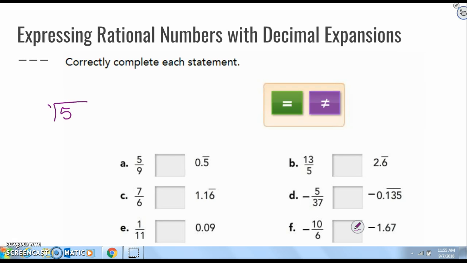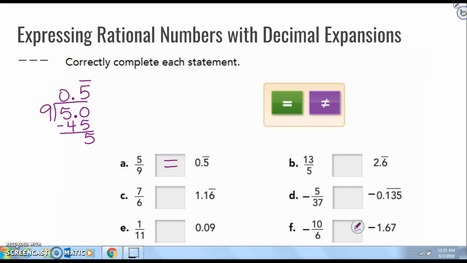5 divided by 9. 9 cannot divide into 5, so we add a decimal and a 0. 9 divides into 50 5 times. 5 times 9 is 45 with 5 left over. As we can see, the 5 repeats. So for letter A, 5/9 is equal to 0.5 repeating.